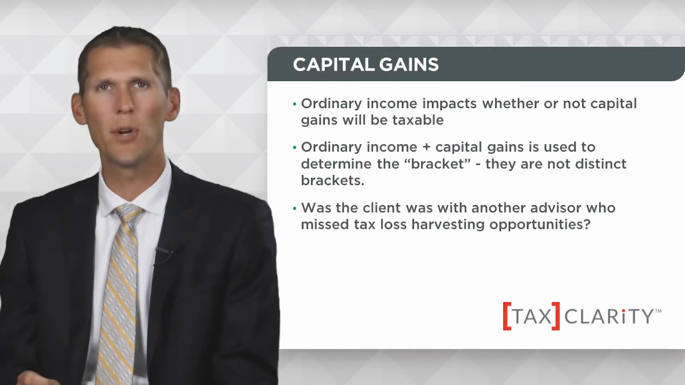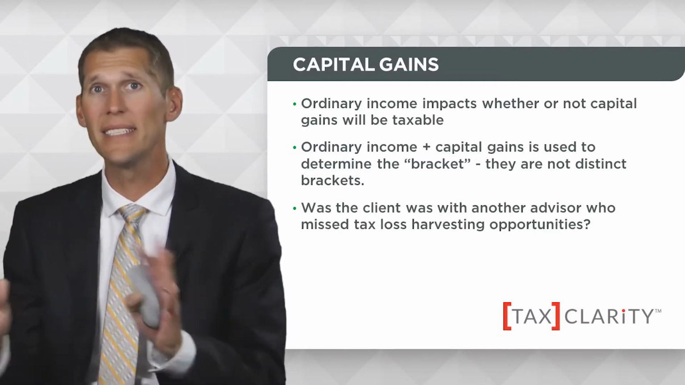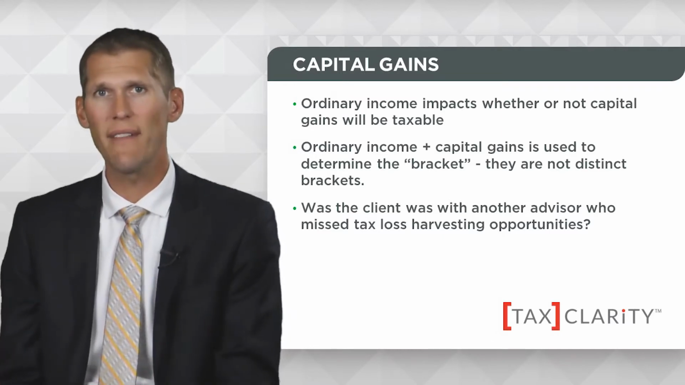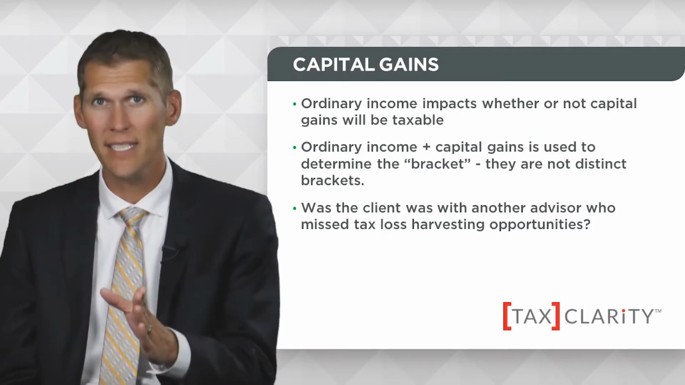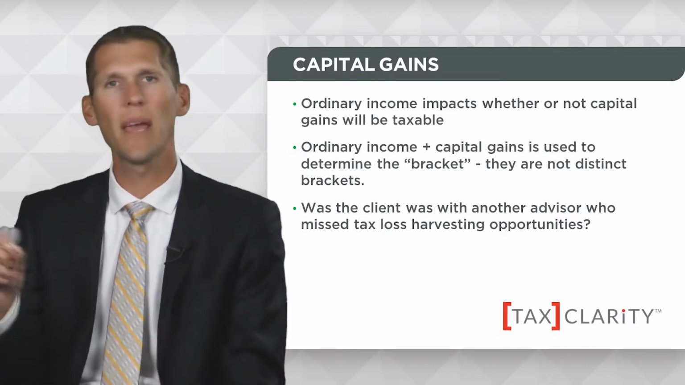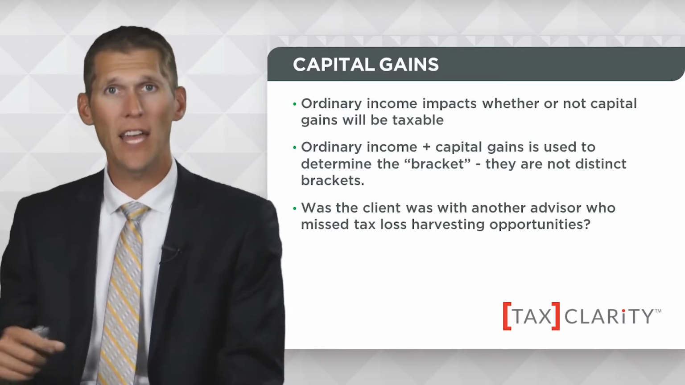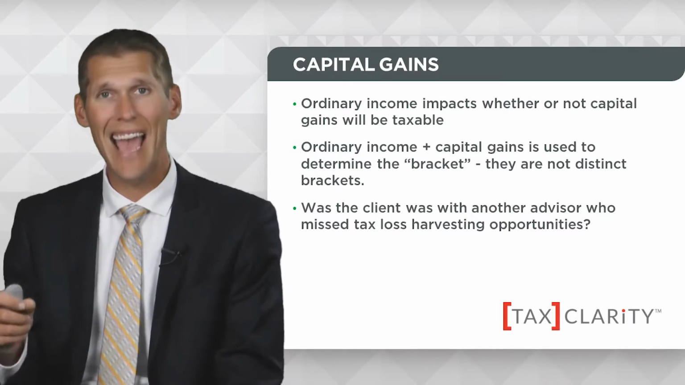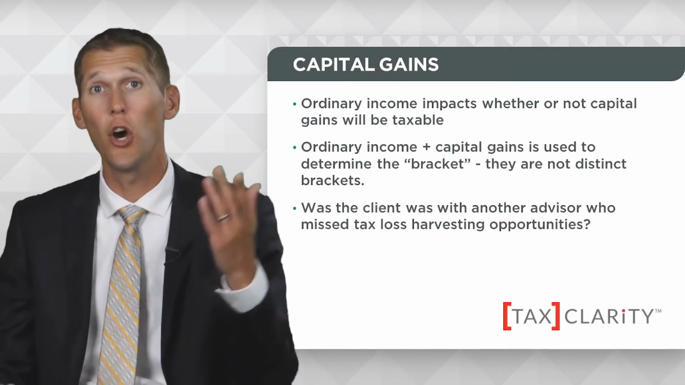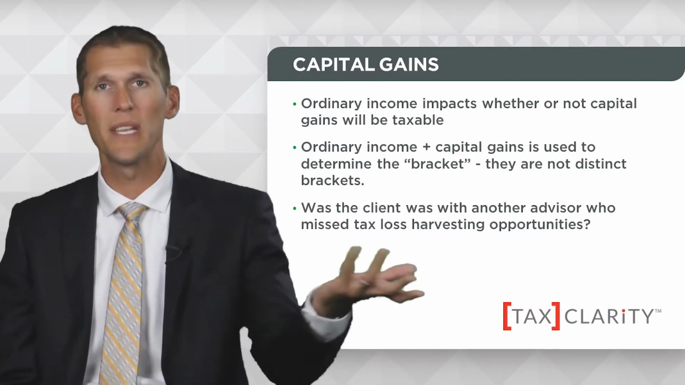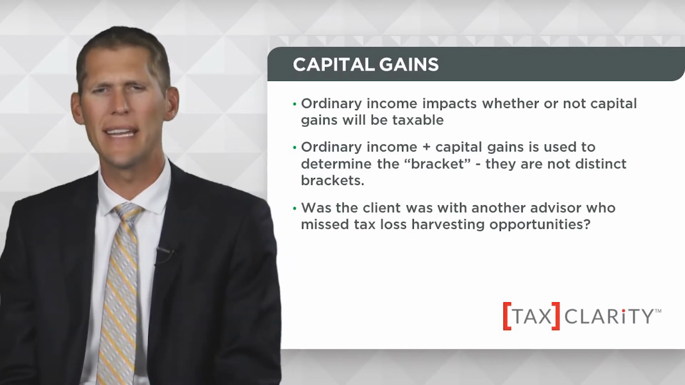The second thing to remember is that it's ordinary income plus capital gains that determine the bracket. They're not distinct brackets. So if we had $75,300 of taxable ordinary income, and I say that specifically, taxable ordinary income, we would not be able to harvest any capital gains at 0%. If, on the other hand, we had $75,300 of taxable capital gains, that's it. We can't continue to harvest, even though our ordinary income bracket would still be 10% for $1 of ordinary income that we might harvest. And I'll show you that here in an example.